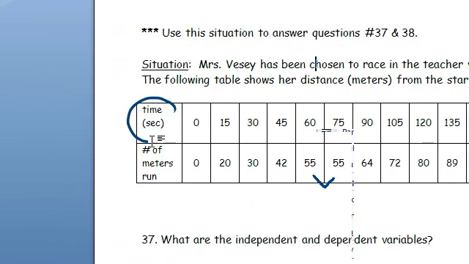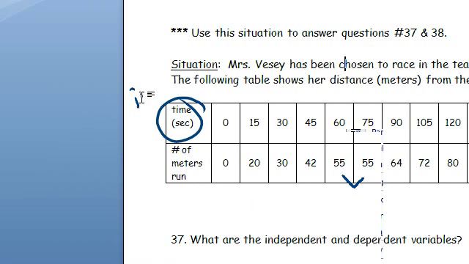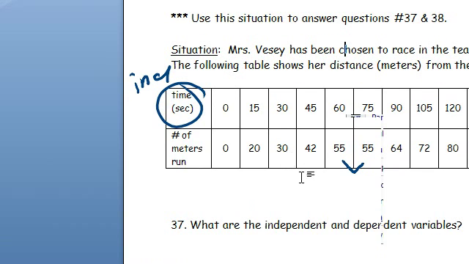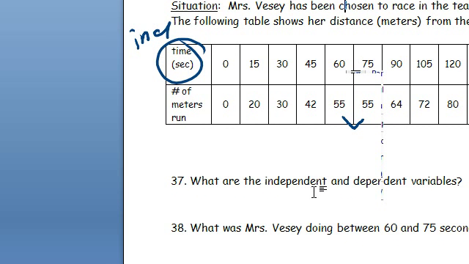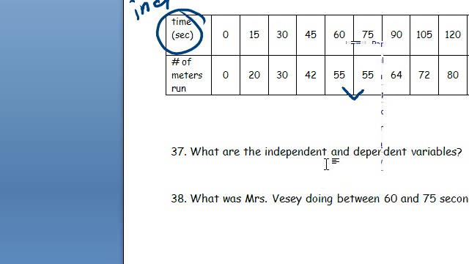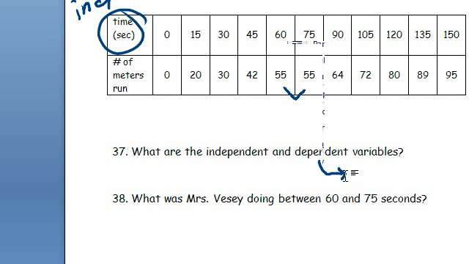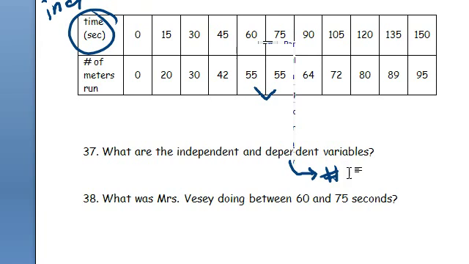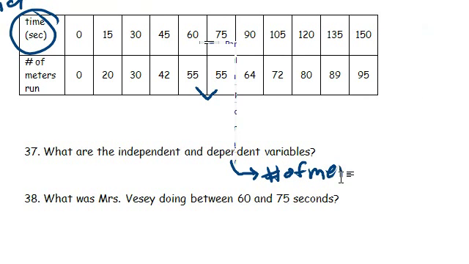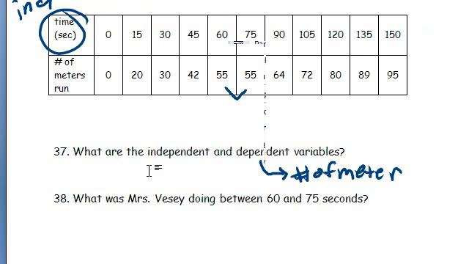Oh, looks like we have time here. We know that time is always independent. So the distance she has run depends on time. What's doing the depending? The number of meters run. So the dependent variable is number of meters. Depends on what? How long she's been running. So her independent variable is time.